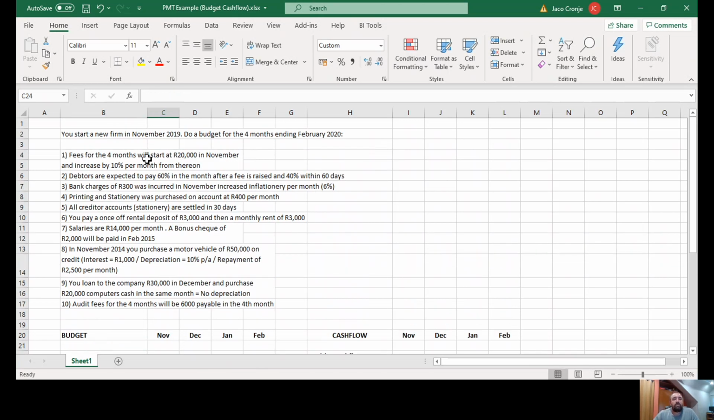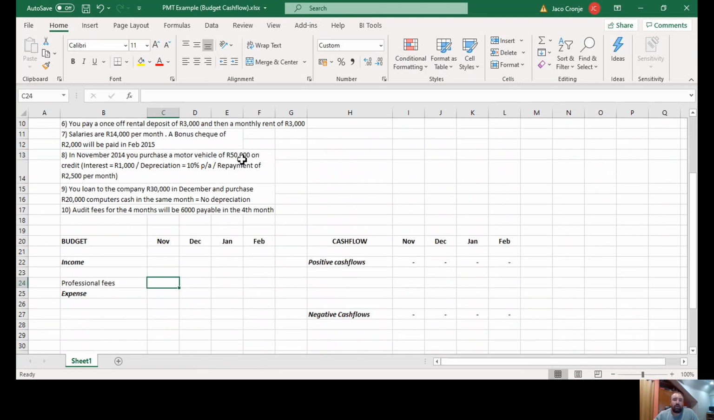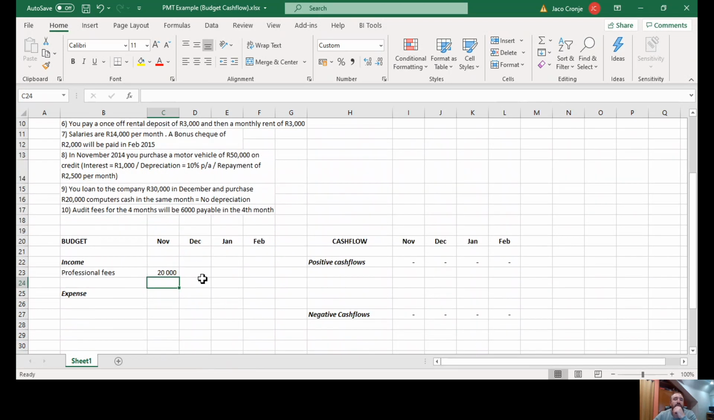So it says it will start at 20,000 Rand in November. So we know our fees for November will be 20,000 Rand, like that. And then it will increase by 10% per month from there on. So every month will be 10% more.